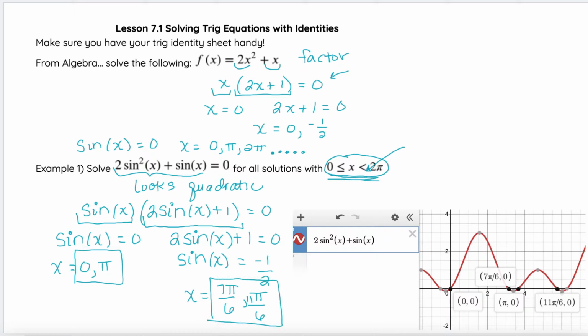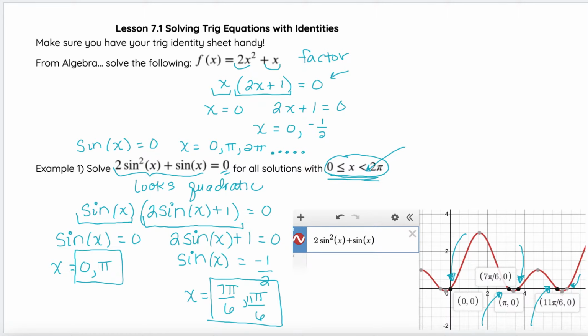We can also verify this using graphing. Notice I've put 2 sine squared of x plus sine of x set equal to 0, so we're looking for where it crosses the x-axis between 0 and 2 pi, not included. I now see 0, I see pi, I see 7 pi over 6, and I see 11 pi over 6. The next one on the far right-hand side would be greater than or equal to 2 pi, so we're not going to include that one because 2 pi is not included in our solution set.